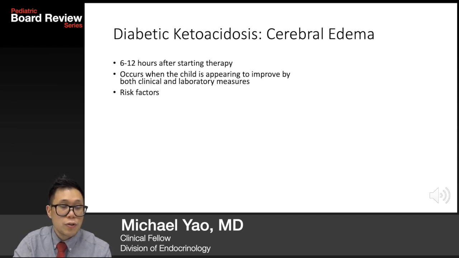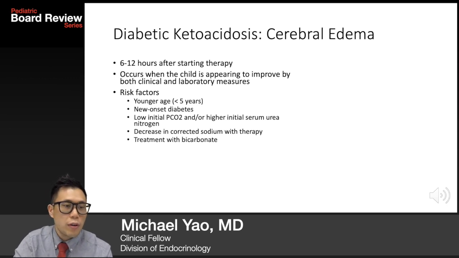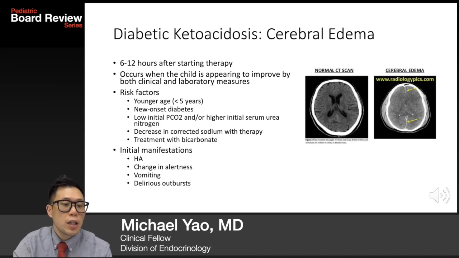As far as complications of treatment and management of diabetic ketoacidosis, or DKA, one complication is cerebral edema. Generally, cerebral edema will present 6 to 12 hours after starting therapy. It generally occurs when a child is appearing to improve both clinically and on lab measures. Some risk factors of cerebral edema are younger age, less than 5, new onset diabetes, a low initial PCO2 or more severe acidosis, a decrease in corrected sodium with therapy, and treatment with bicarbonate.